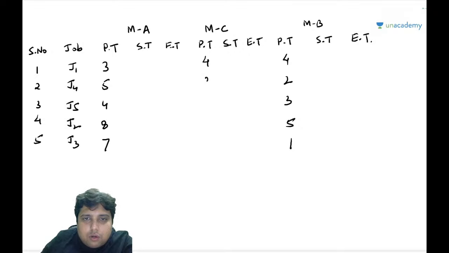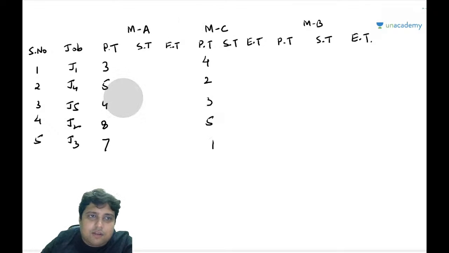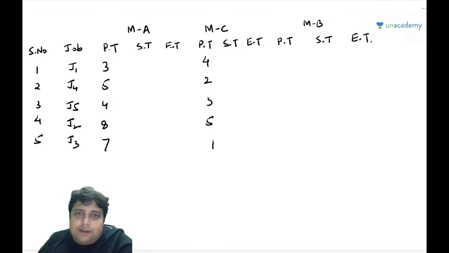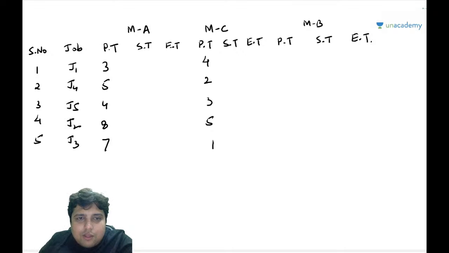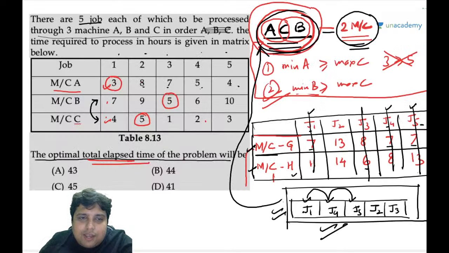4, 2, 3, 5, 1, and this is machine B. So guys, this was an honest mistake, and it is very good when mistakes happen in class. Everybody then has a very specific memory of that mistake, and they will not repeat that mistake in the examination hall.